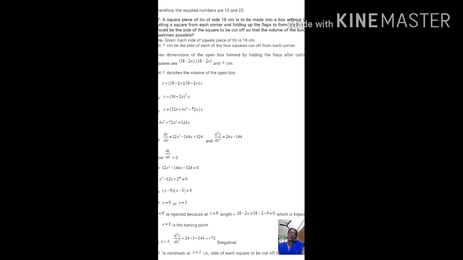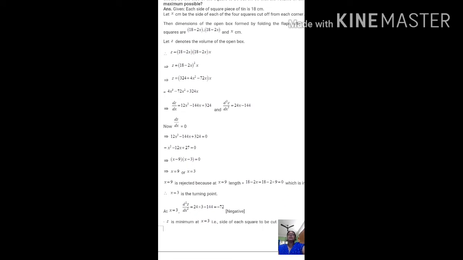That is length into breadth into height. Here the length is 18 minus 2x, breadth is also the same because it was a square, 18 minus 2x. And when we fold up the flaps, the height is x centimeter. So 18 minus 2x into 18 minus 2x into x is the volume, which I have considered as z. After a little bit of calculation, we get z equal to 4x cube minus 72x square plus 324x.